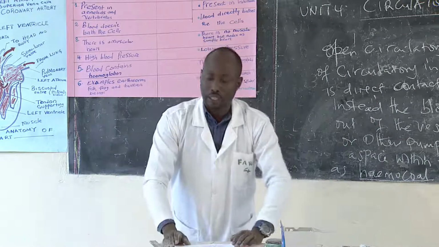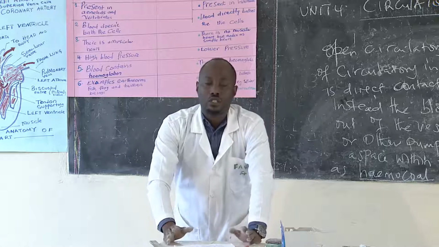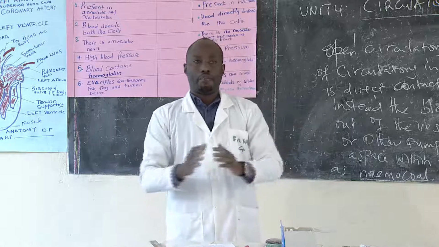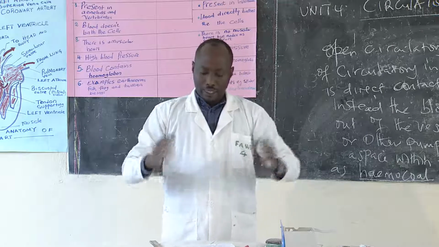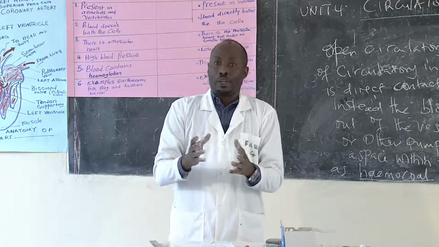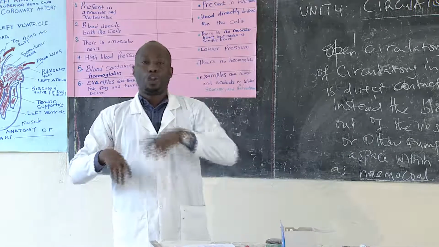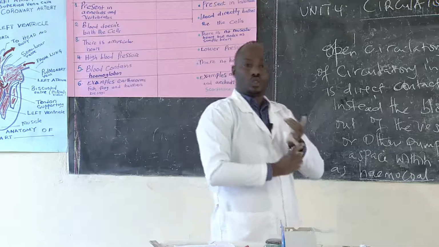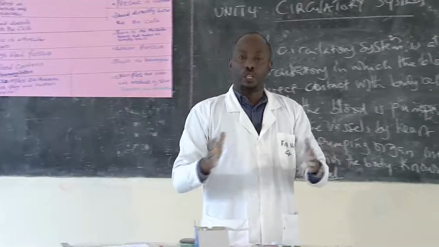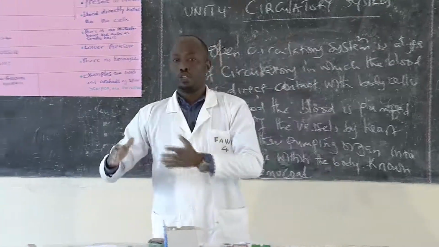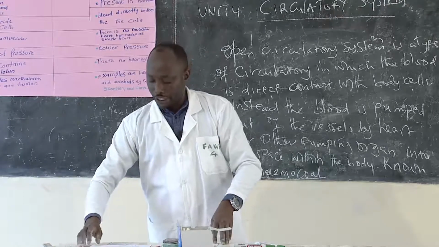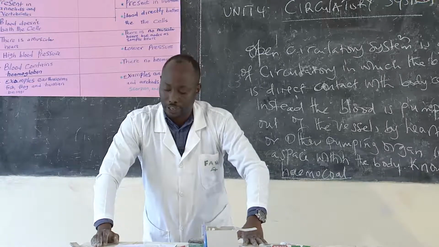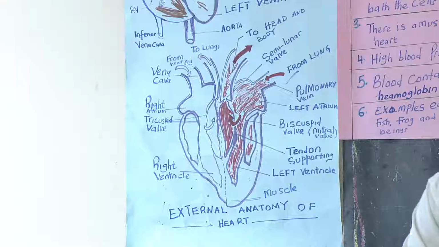Another special thing about the cardiac muscles is that they are myogenic. If I say myogenic, it means that the contractions are started by the muscles of the heart itself, not stimulated by nerve cells. That is why the heart contracts throughout your lifetime without stopping.